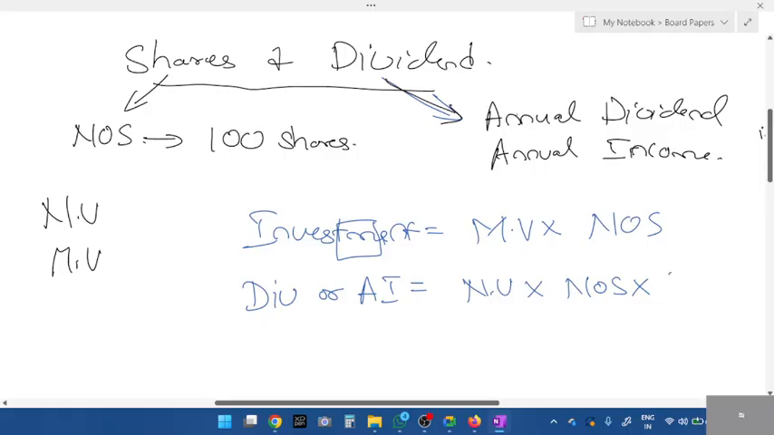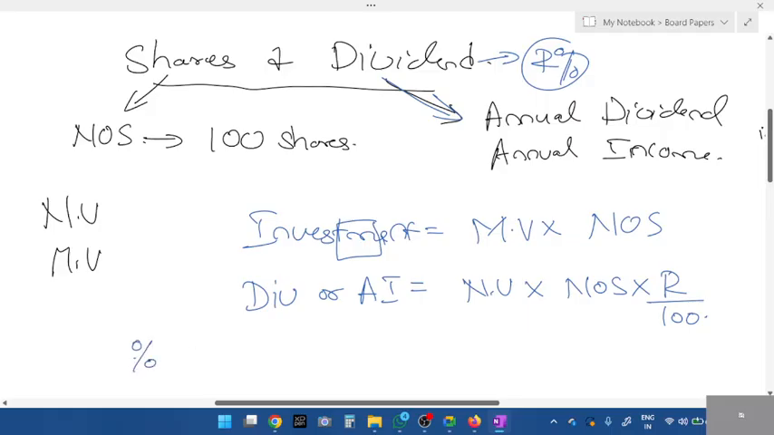ROD is nothing but rate of dividend. Whenever dividend is given, remember a percentage will be given, the rate of dividend percentage. Make sure you use that rate of dividend only for the dividend concept, students. In shares and dividend, you'll have only one rate concept. That rate belongs to dividend, into ROD. You can write ROD or R by 100.